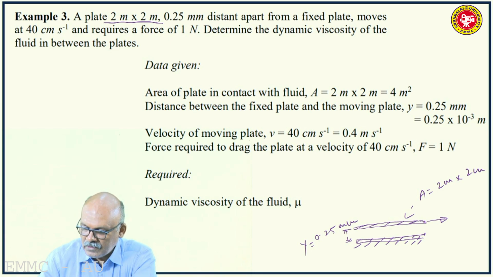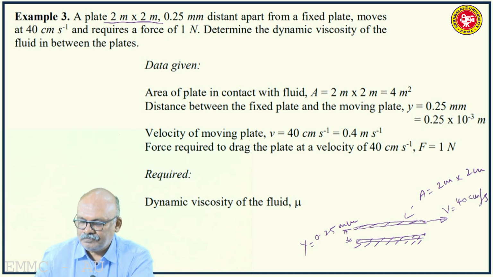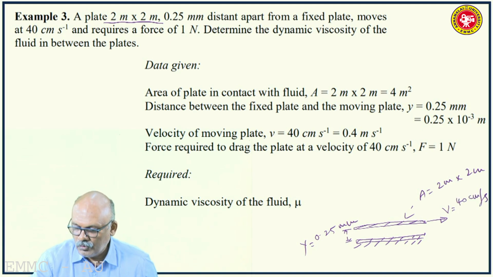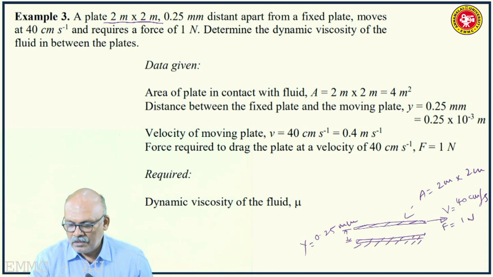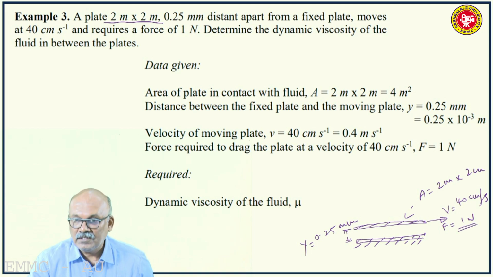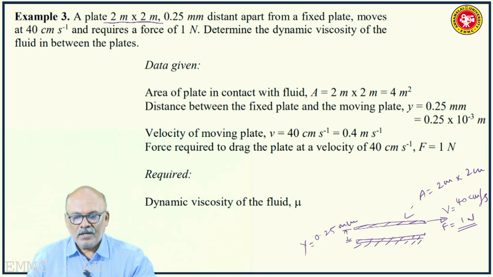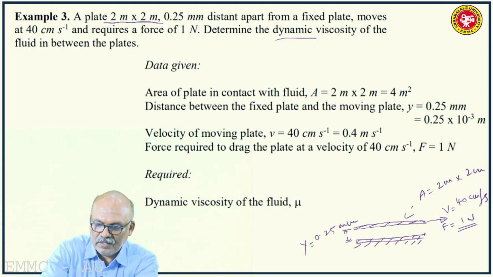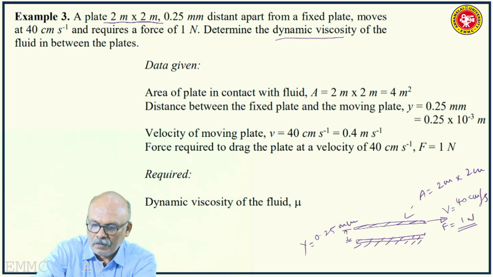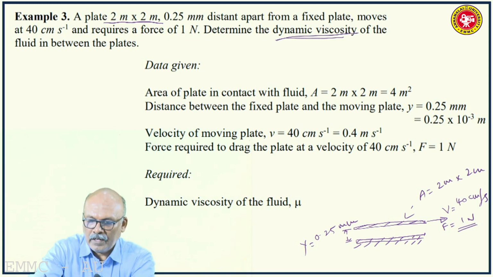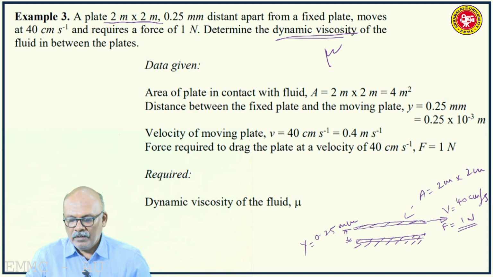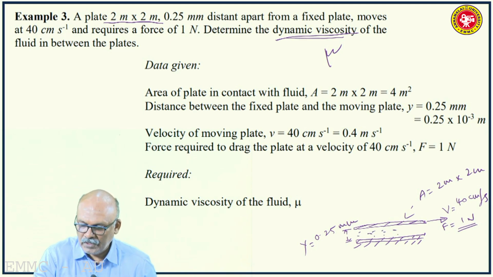So this moves at a velocity of 40 centimeters per second and requires a force of 1 Newton. So the shear force to which the upper plate is subjected is 1 Newton, and it moves at a velocity of 40 centimeters per second. You are asked to find the dynamic viscosity, that is mu, of the fluid in between the plates. So you have fluid in between these two plates, and I have to find out the viscosity of the fluid.